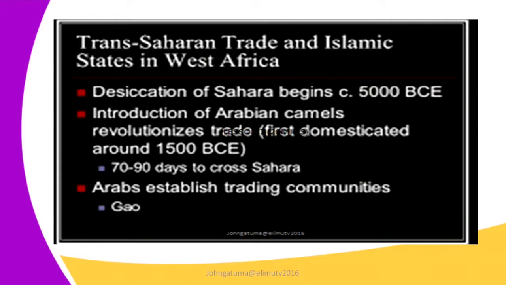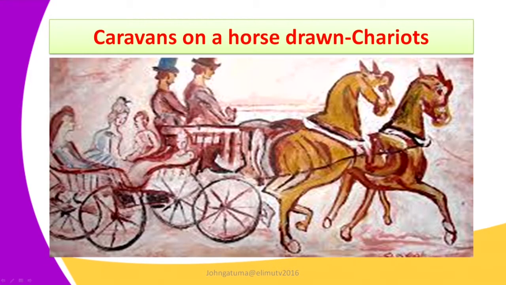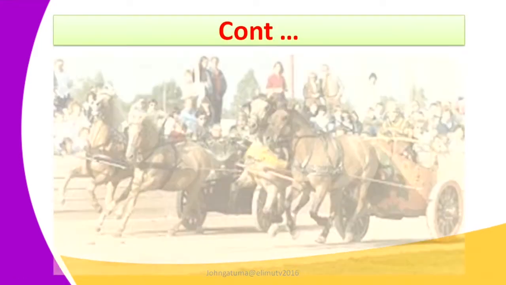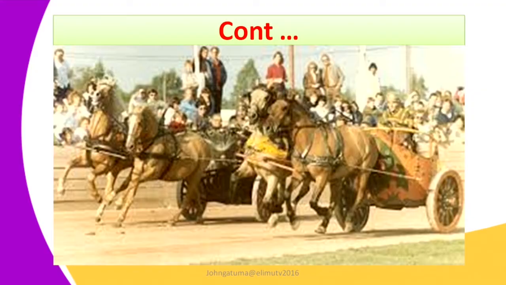Arabs established trading communities, and these trading communities were mostly based at Gao. Gao is one of the trading centers in the west of the Sudan Kingdom. The caravans, these are the merchants who moved in a large group. They used the horse-drawn chariots to move their products. They could get some middlemen on the way, and these middlemen are such as the Tuaregs. You can see the Tuaregs.